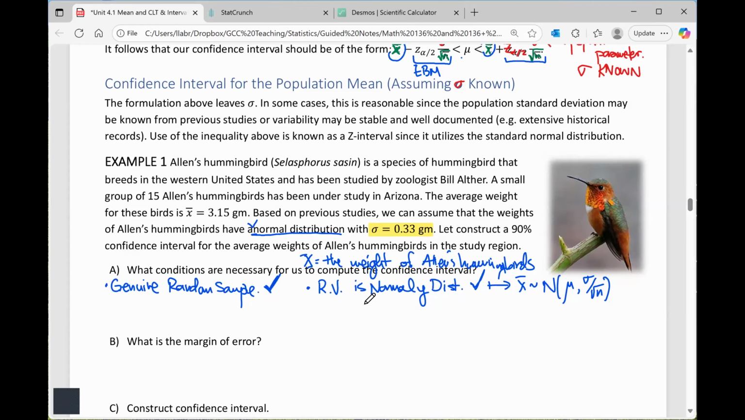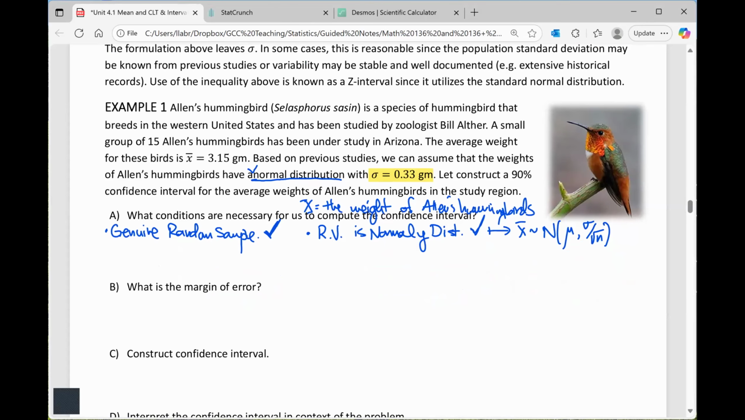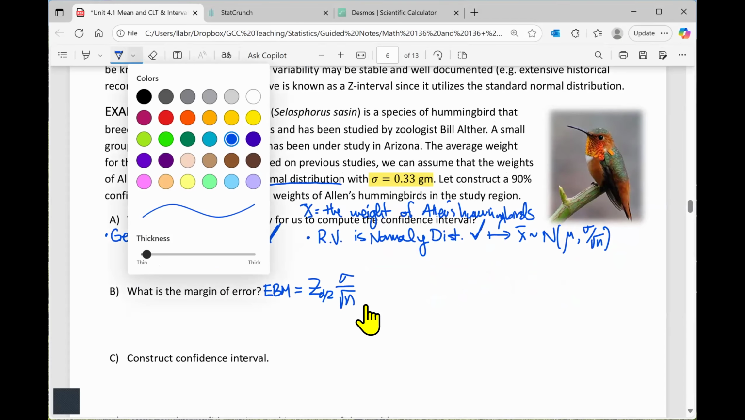Now let's go ahead and find this. What is the margin of error? So we've got to remember that the error bound for the mean is given by z sub alpha over 2 times the actual standard deviation, so this is the number of standard deviations times the standard deviation. And notice that all of this information we have. So let's just write this down.